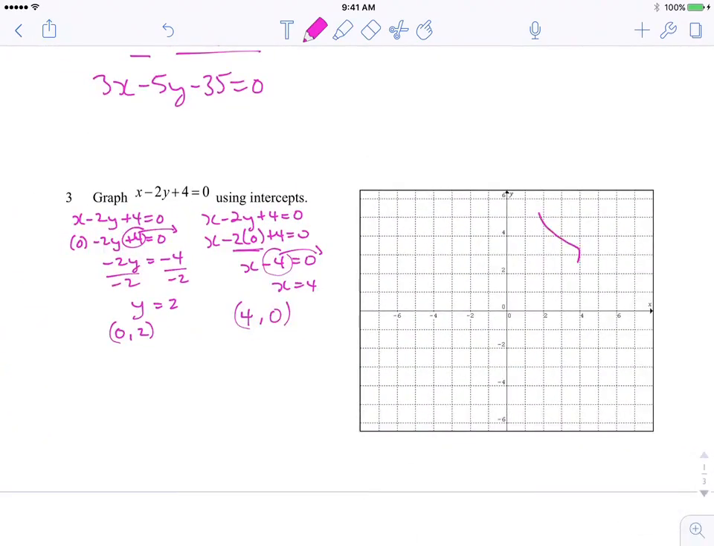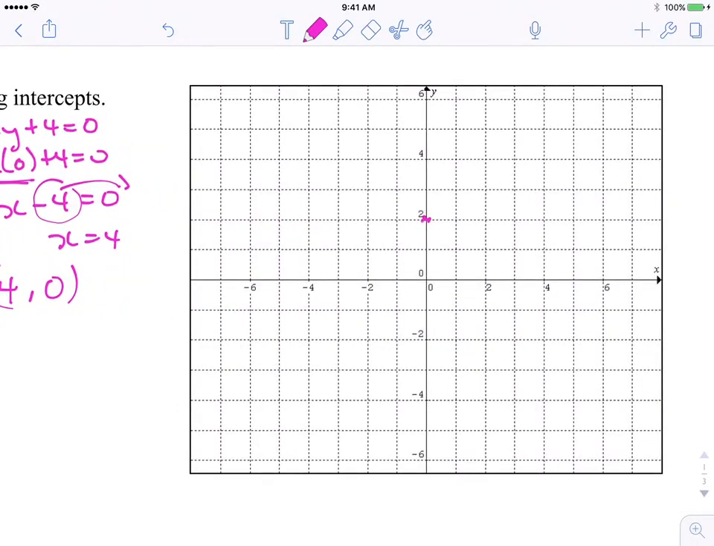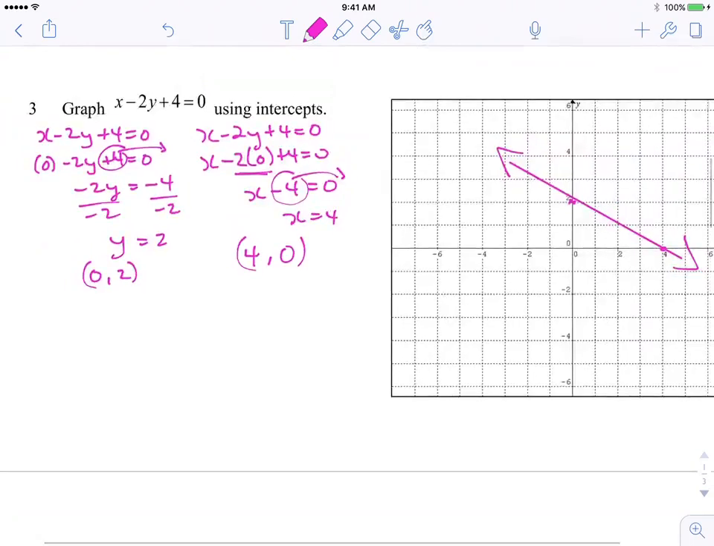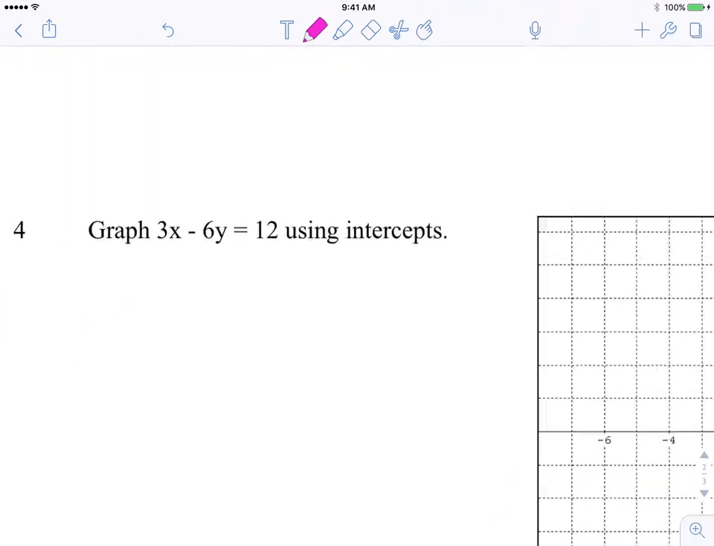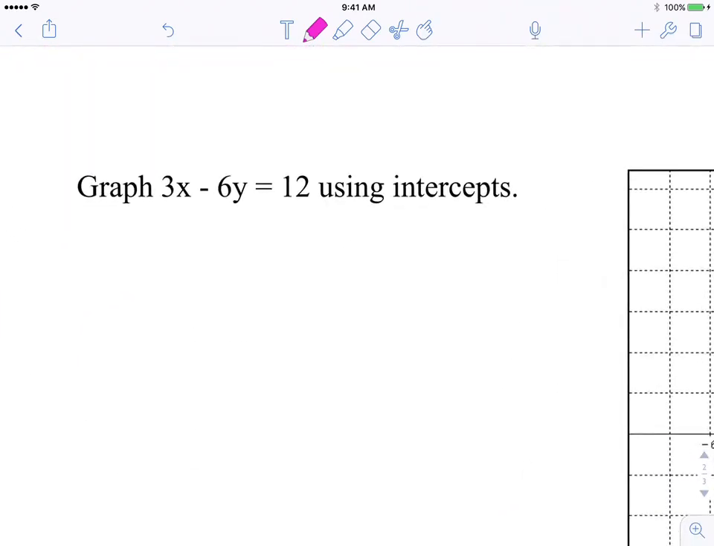So let's go over here, and we'll graph our line. So (0, 2) and (4, 0). And there we are. Okay, that's graphing using intercepts. Let's try this one more time. If I were you, I'd pause the video here and see if you can do this on your own and get the same answer and the same graph.